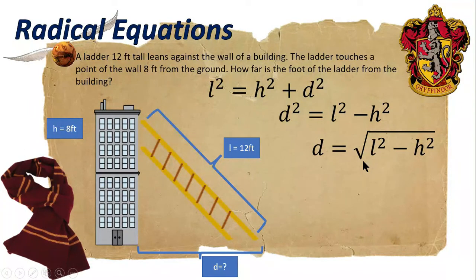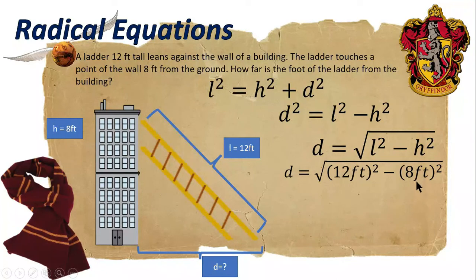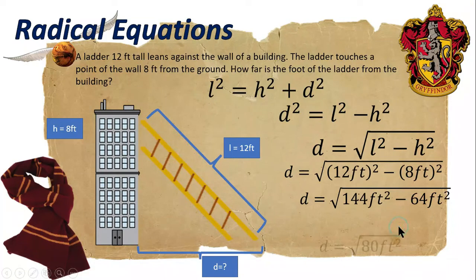So I substituted all the variables. So the L is 12 feet and then the h is 8 feet. So 12 feet squared is 144 feet squared, and then 8 feet squared is 64 feet squared. I subtract them. So the answer is 80 feet squared. So I need to simplify this. So find a factor of 80 that is a perfect square. Okay, so 80 is 16 times 5, and then the square root of 16 is 4. So the answer is 4 square root of 5.